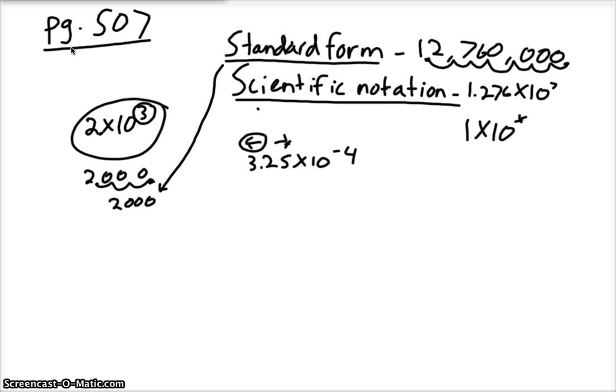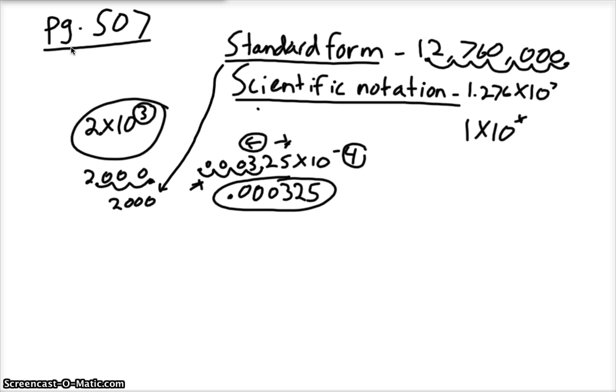So we're going to go left 4 times. So I'm going to go 1, 2, 3, 4. Put our decimal, we got a 0, 0, and 0. So to write this number in standard form, I would then need to see 0.0000325. Okay?